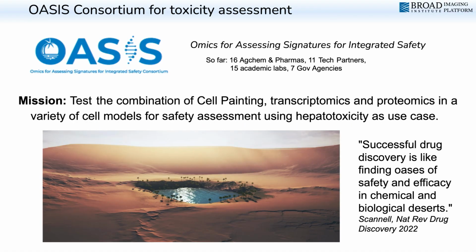We have created another consortium called Oasis, where we're taking the same approach, this very, very data-driven approach, to go and produce all these high-dimensional profiles using images, using transcriptional profiling, which I didn't get into, to see if we can use that as a basis for predicting toxicity in humans.